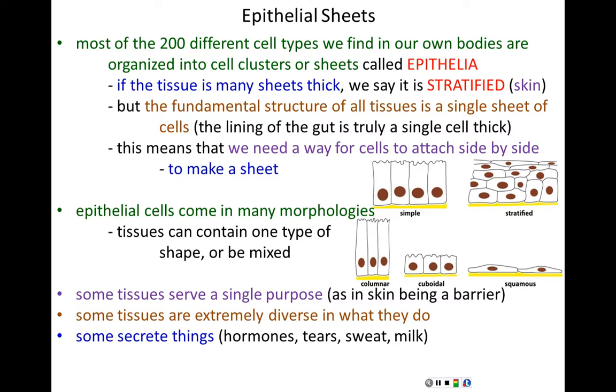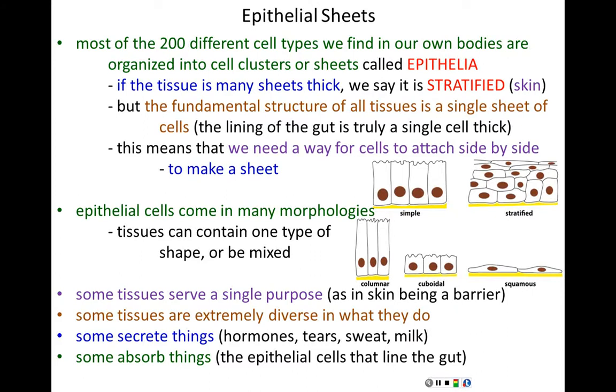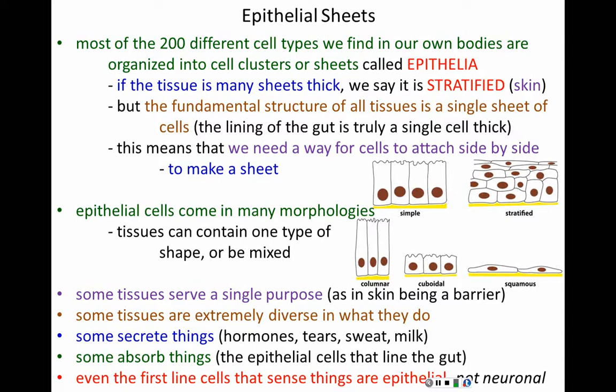Some epithelial cells absorb things. The lining of our gut is epithelial cells. And some epithelial cells secrete things, as we already said, hormones, tears, and such. Even the first line of sensory cells are, believe it or not, epithelial and not neuronal. The cells in your eye, the retinal cells that sense light, those are epithelial cells, not neuronal cells. The cells in your ear that have auditory hairs on them to pick up the vibrations of sound, those are epithelial cells. And so epithelial cells are really our most important, most diverse group of cells.